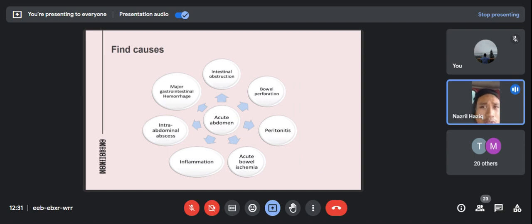Okay, next, which is finding the causes. So there is a variety of causes of acute abdomen, for example, intestinal obstruction, bowel perforation, peritonitis, and so on. The most common cause of acute abdomen is intestinal obstruction. As the other presenters have presented, usually in intestinal obstruction, the cause is adhesions. So know that in adhesions, the surgical history is very important for us to rule out. Okay, next.